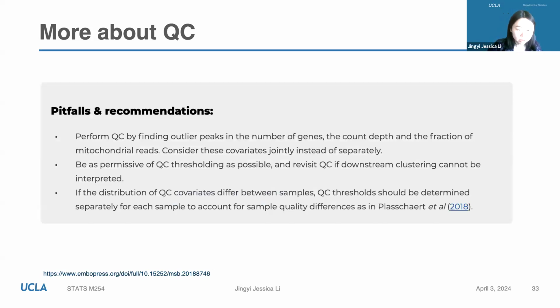So we'll end here. The last slide, pitfalls and recommendations. Perform QC by finding outlier peaks in the number of genes, the count depth, and the fraction of mitochondrial reads. Consider these covariates jointly instead of separately. Be as permissive of QC thresholding as possible, and revisit QC if downstream clustering cannot be interpreted. If the distribution of QC covariates differ between samples, QC thresholds should be determined separately for each sample to account for sample quality differences.